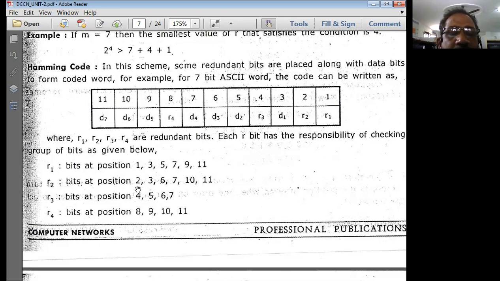Next position is 2. Position is 2 means what? We start from 2. Anyway, we are starting from 2. So we start from 2 and we continue for 2 positions. 2 and 3 are 2 positions. Discard 2 positions. 4, 5 discarded.